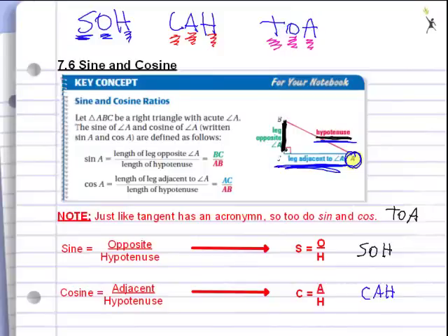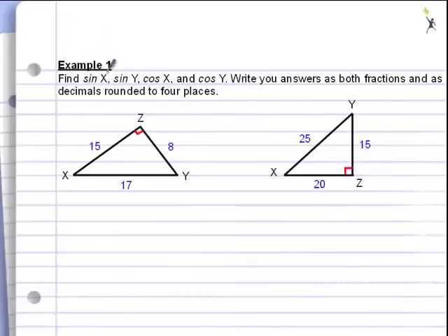So go to the next page of your notes, and here in example 1, we're told to find not only the sine of x, but the sine of y, and then also the cosine of x and the cosine of y. And we're told to write your answers as both fractions and as a decimal rounded to 4 places. So at the top of my paper, the first thing I'm going to do is write the SOH. And over here, I'm going to write the CAH. So, sine equals opposite over hypotenuse. Cosine equals adjacent over hypotenuse. And I'm going to use these to set up my equations.